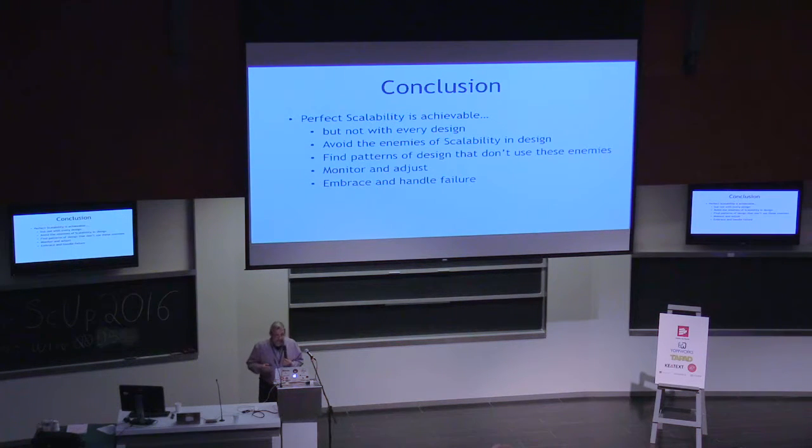So one of the main principles I can leave you with is to avoid those enemies of scalability in your design as much as possible within the constraints of reasonable. Find patterns of design that don't use those enemies. Things like event sourcing, CQRS, these things are actually a lot easier with modern tools than they used to be years ago. Monitor. Monitoring is critical, and adjust your running system to correspond to what you're seeing in your monitoring, and be able to embrace and handle failure. So things like individual nodes being able to go offline safely.